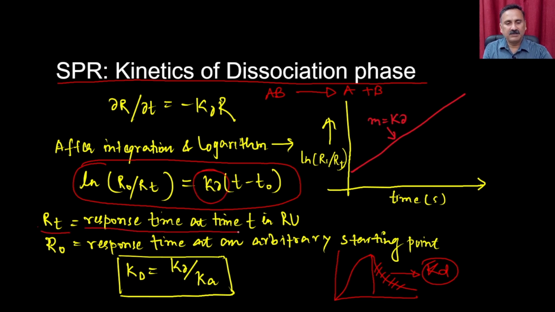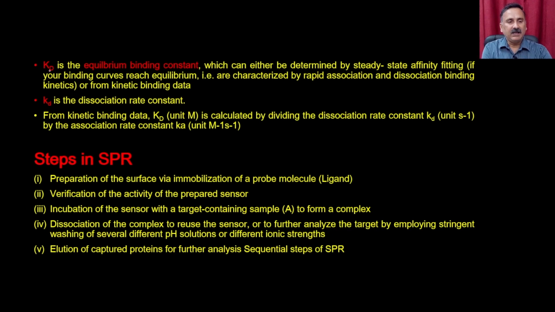RT is the response at time t in resonance units, and R0 is the response at an arbitrary starting point. And the KD, which is the dissociation constant, is Kd by Ka, and that is going to be calculated from the sensogram. So KD is the equilibrium binding constant, which can be determined by steady state affinity fitting, and Kd is the dissociation rate constant. From the binding data, KD can be calculated by dividing the dissociation rate constant by the association rate constant.